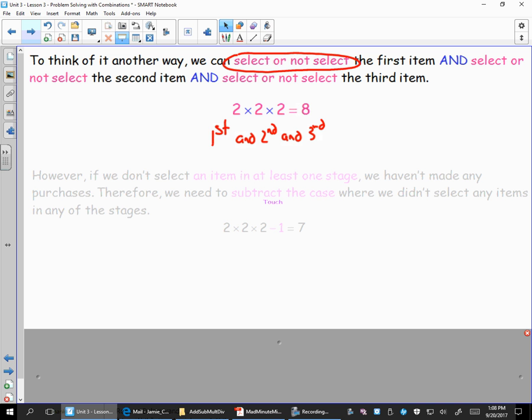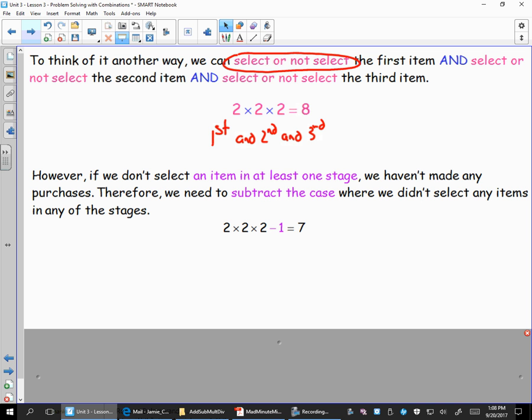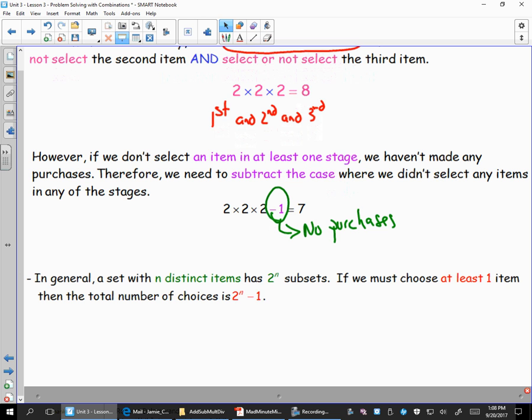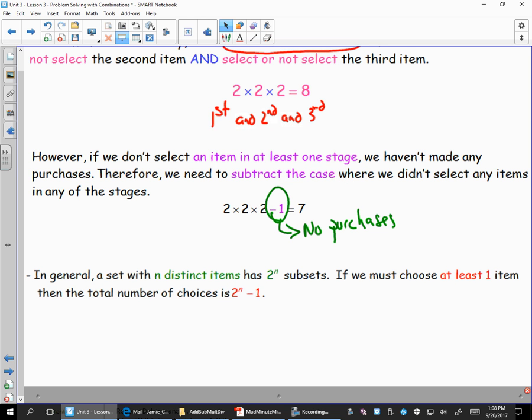So at the end, what he really needs to do to include at least 1 item is subtract the case where he didn't buy something. Okay, there's 1 case. This is no purchases. Now, again, this isn't complicated, 2 times 2 times 2 times 2 times 2, but we can do it in a slightly faster way. We can take that and think of it as small groups. The choice of take it or leave it, there's 2 choices, happens n times.